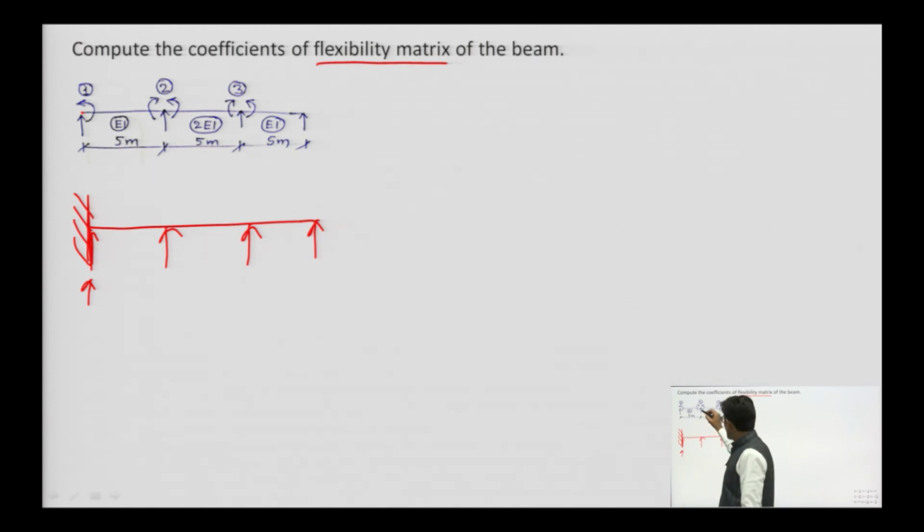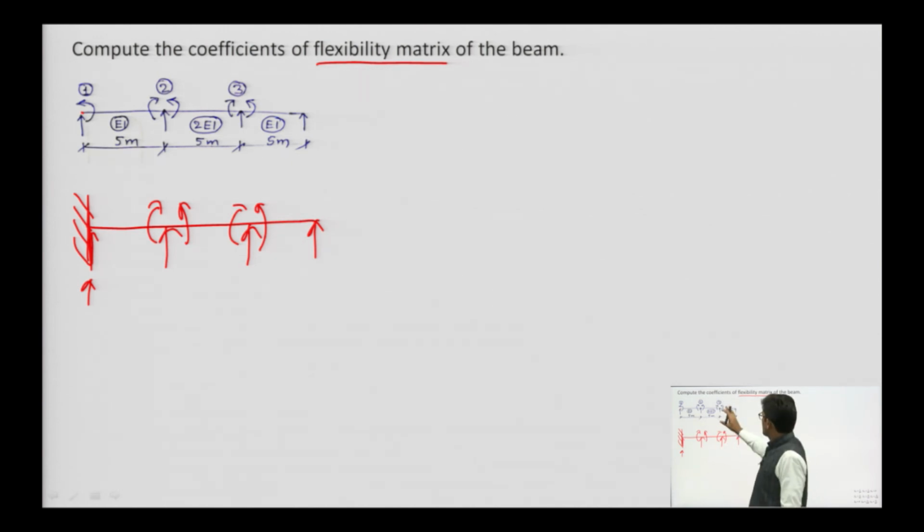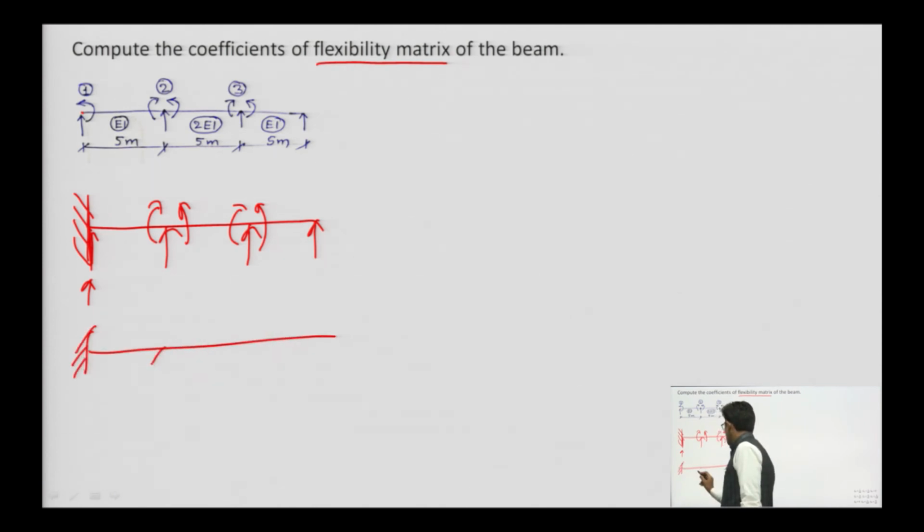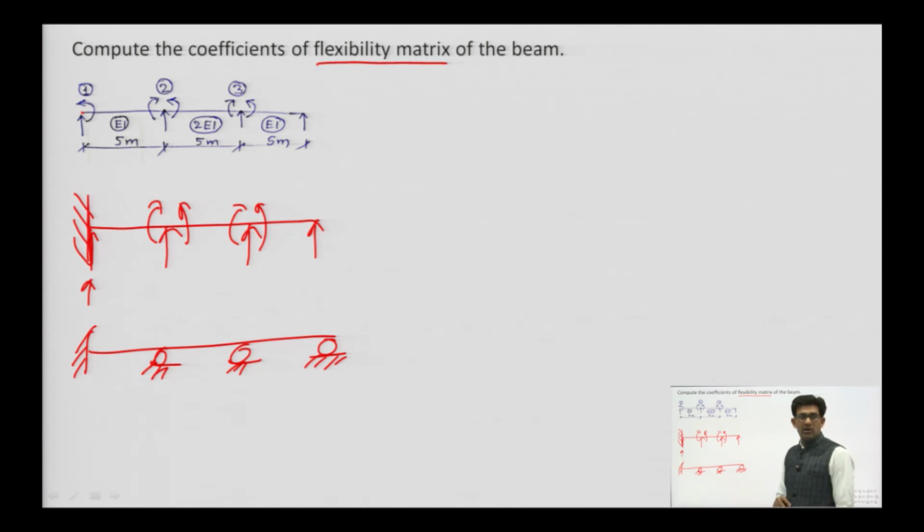Okay, at this joint it is continuous. This one moment and that one moment, this is continuous and this is only a hinge. So the condition of the actual beam is this: this is a roller support, this is a roller support. This is the actual beam condition.